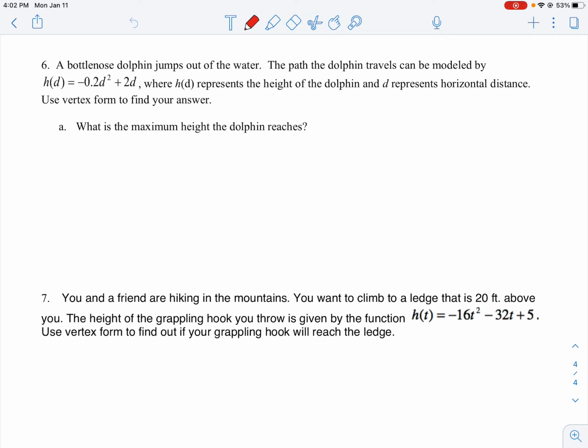Anyway, here we are, taking some quadratic applications, vertex form, and then putting them into practice in some real-world scenarios. Okay, so a bottlenose dolphin jumps out of the water. The path the dolphin travels can be modeled by this equation right here, where h of d, or your y values, your output, represents the height of the dolphin in the air, and d represents the horizontal distance.